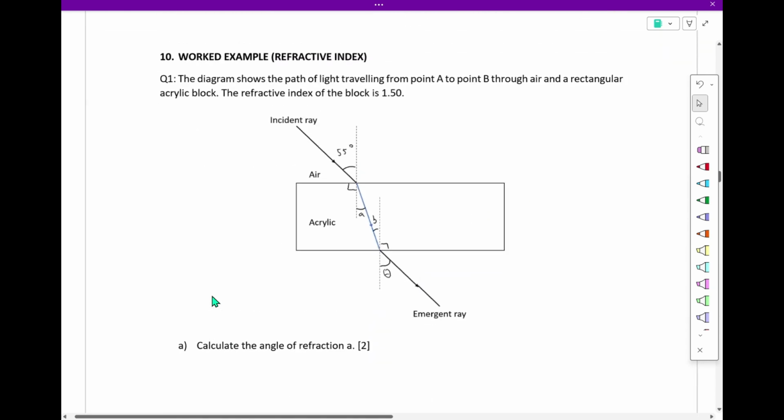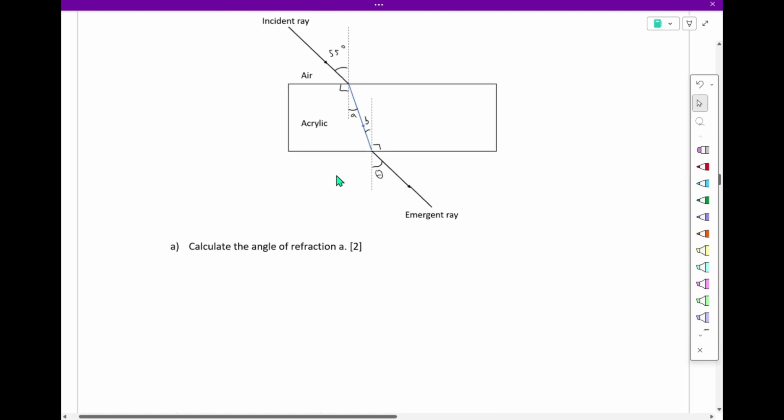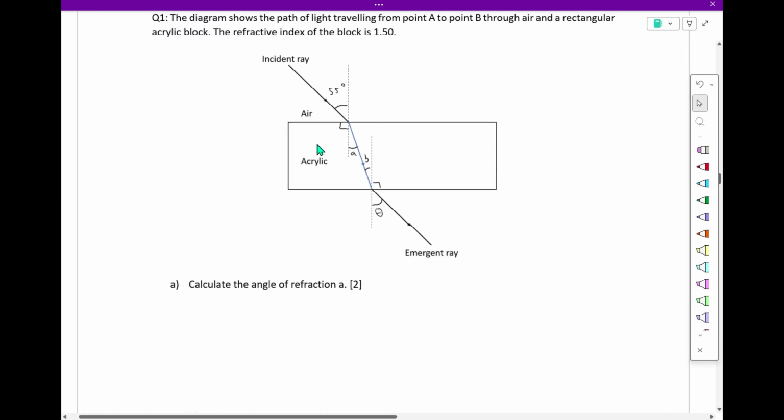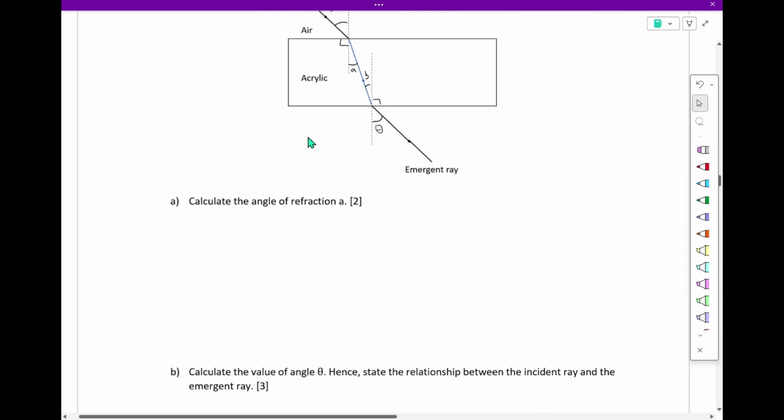Okay, so let's take a look at the worked example here. You have light rays moving from point A to point B. I think they just mean that it's passing through, and it has a refractive index of 1.5. If you want to find a, which is the angle of refraction after the light ray enters the block, the very first thing we can do is write sin i over sin r.